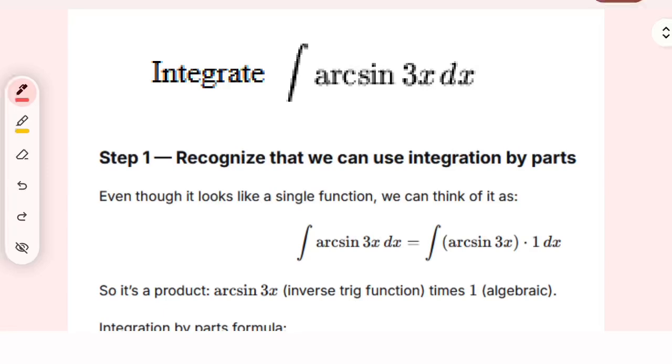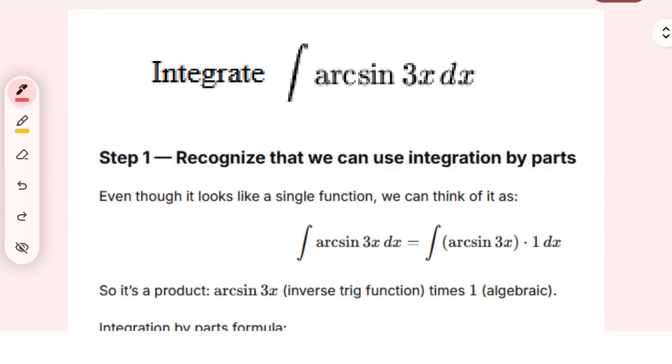Hello again, everyone. So today we will discuss how we will integrate using integration by parts. This will be our second problem. If you haven't watched our first problem on integration by parts yet, just go back to the previous video and you'll have the first problem. We have there an integration by parts.